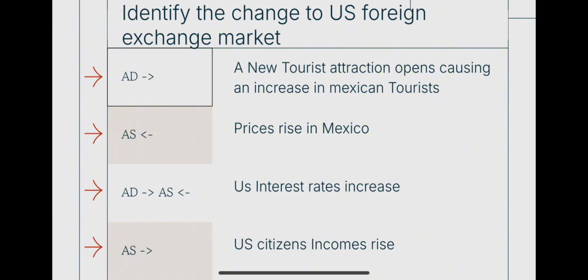For our third scenario, imagine U.S. interest rates increase. There are two answers in this scenario, either aggregate demand increase or aggregate supply decrease. For our fourth scenario, imagine U.S. citizens' income levels have risen. This will lead to an increase in aggregate supply.